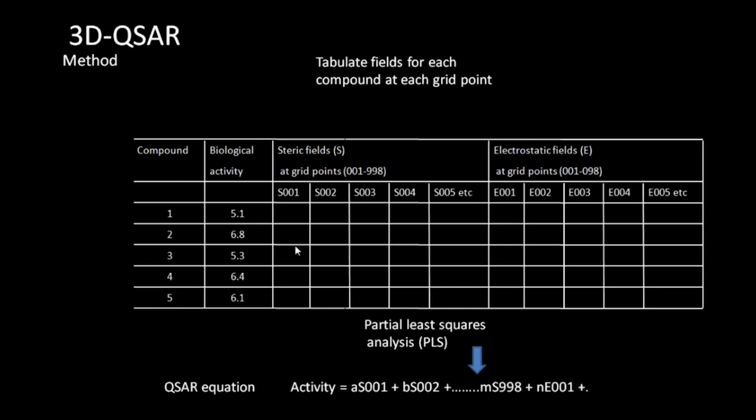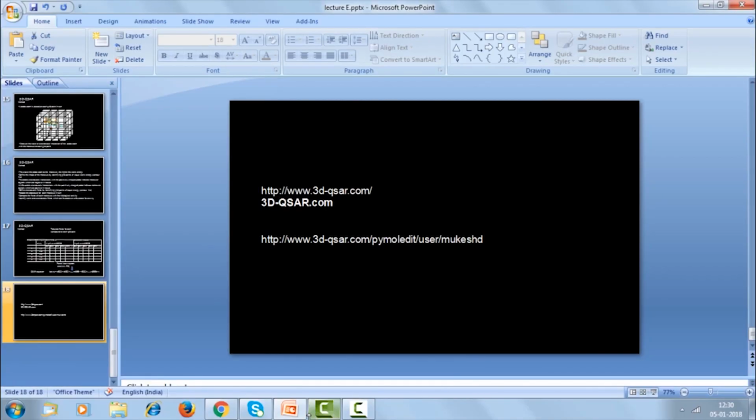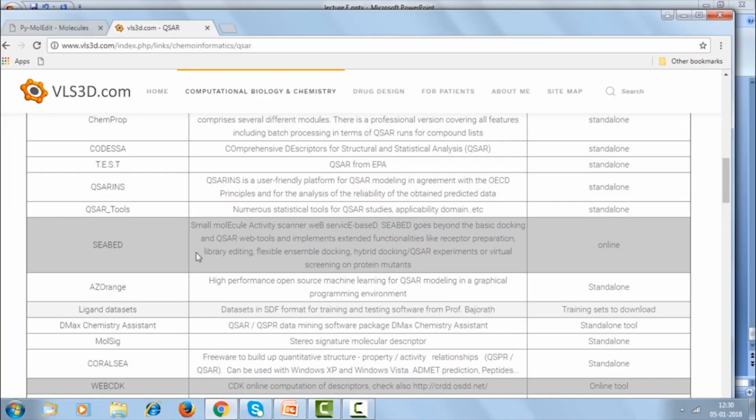Okay, so you use partial least squares, so the QSAR equation will be activity like this. Okay, so I will not go into the statistical technique called partial least squares analysis, so you people have to look into some standard book. So let's also look at a software. This is a freely available software. It's called 3dqsar.com. So all you need to do is get a username and password. So with that username and password, you can log in.